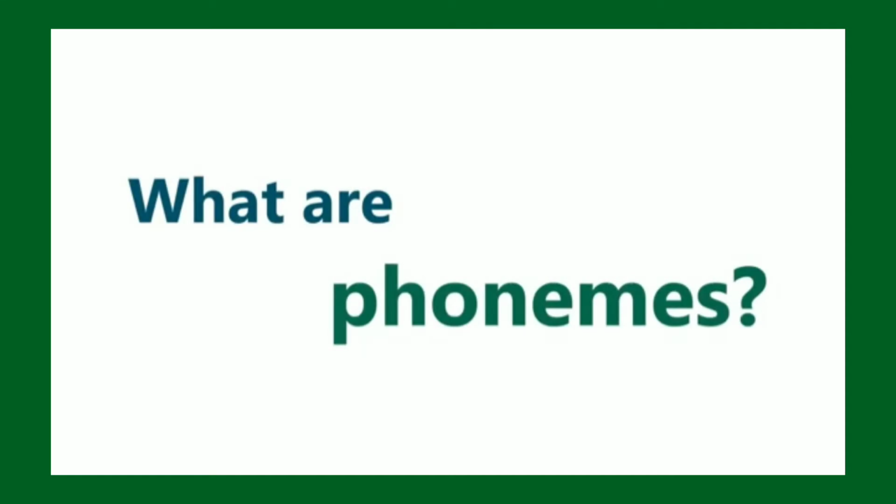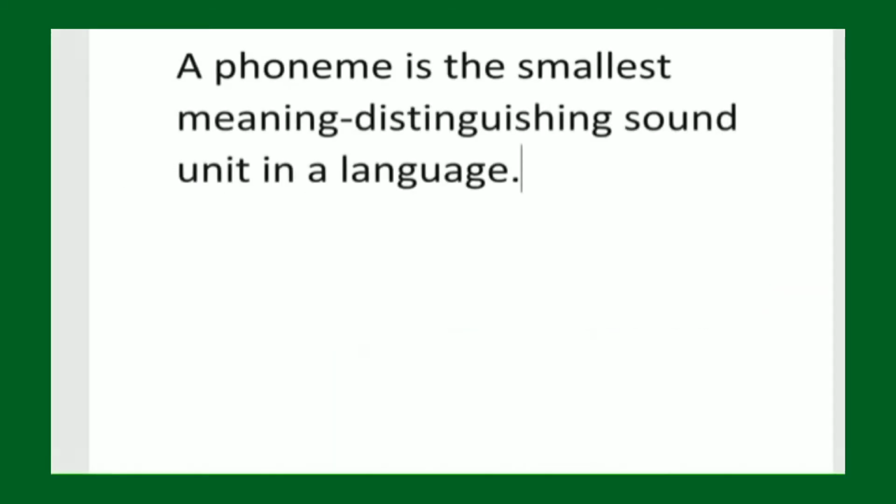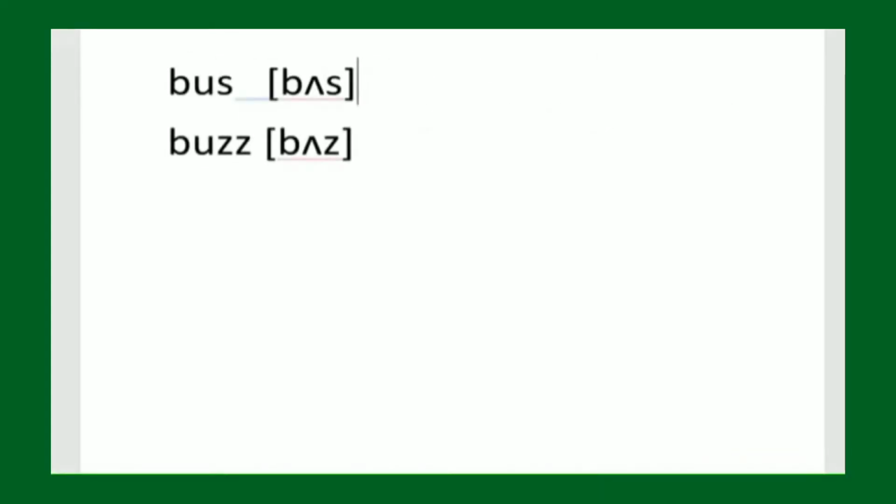Okay, so today I want to talk about phonemes. What is a phoneme? A phoneme is the smallest meaning-distinguishing sound unit in a language. So what is the difference between bus and buzz? So this is bus and this is buzz. Ba is the same, ba is the same. So this is za and this is sa.